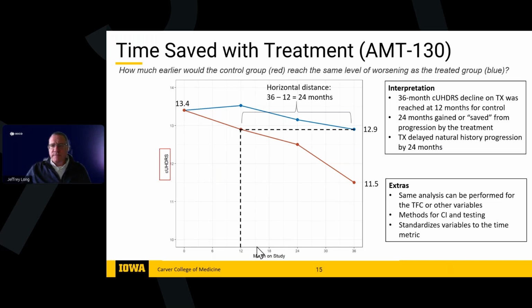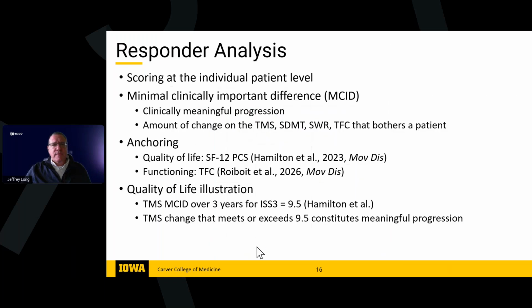Next. So this same analysis can be performed for the TFC or all the components of the cUHDRS, and there's methods for confidence intervals and testing. And note that this standardizes all the variables to a time metric. So this can be a basis for an alternative to the cUHDRS, but I don't have time to discuss that today.